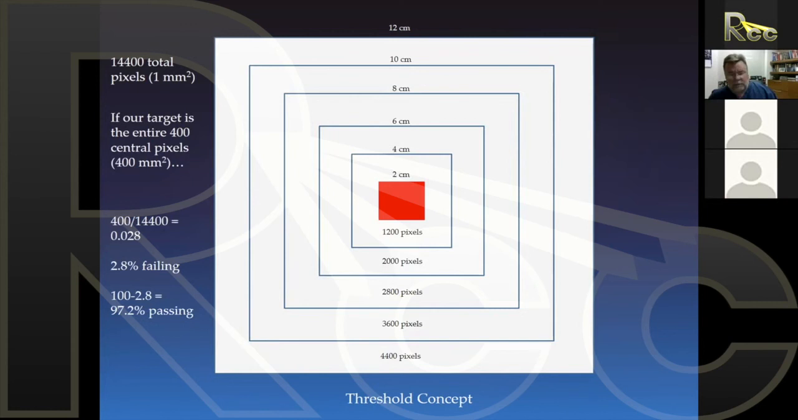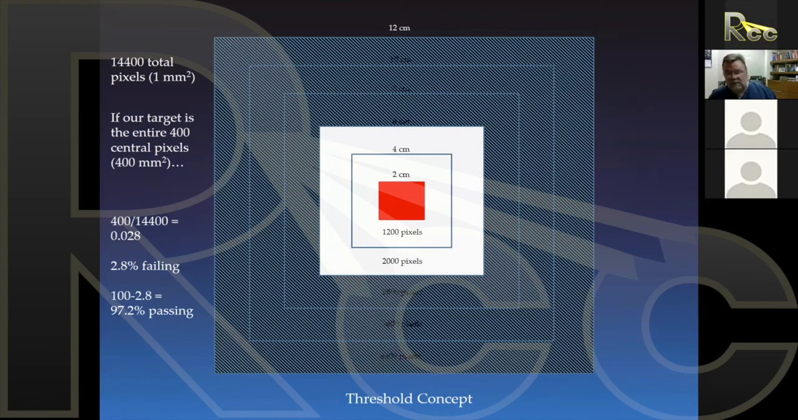So if we're only paying attention to the distilled number, this could be a passing plan when clearly the entire target is not what we wanted. If we eliminate some of these extraneous pixels, the ones that are not of any clinical significance, and I've just gone down to 6x6, where now we have 400 divided by 3,600, 11% failing or 89% passing, we're already below the action limit suggested by TG 218. And it would at least force us to look at additional things.